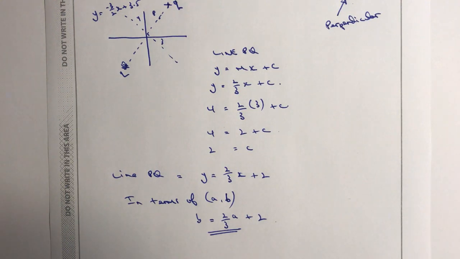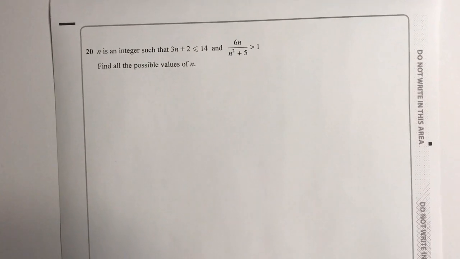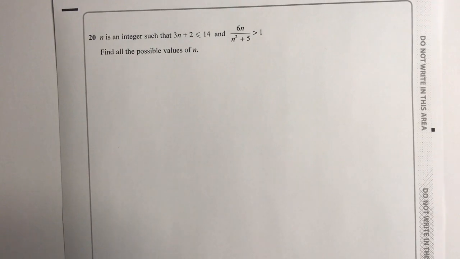Okay, so let's move on then finally to question number 20, which is: n is an integer. So what we mean by that is n is a whole number, such that 3n plus 2 is less than or equal to 14 and 6n over n squared plus 5 is greater than 1. Find all the possible values of n.